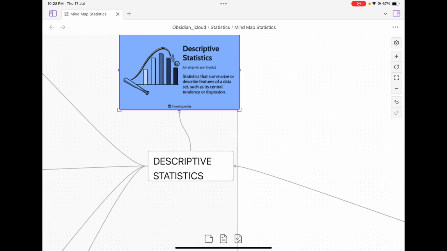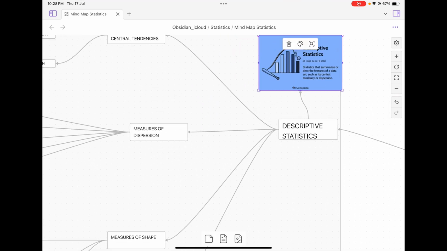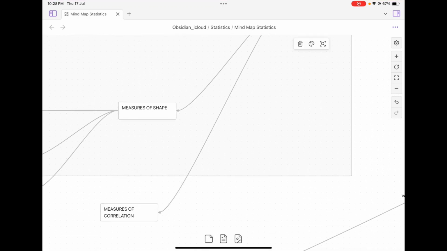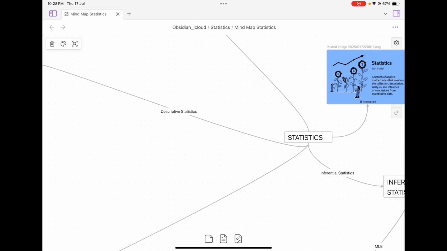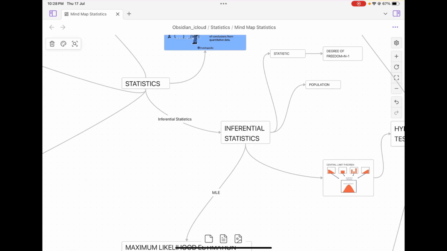So I will explain what we are going to study. In descriptive statistics, we will learn about various measures of central tendencies, measures of dispersion, measures of shape, measures of correlation, etc. And then after descriptive statistics, we will move to inferential statistics. That is the most important part, that is the foundation of machine learning.